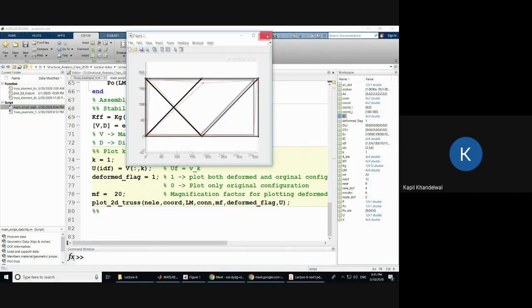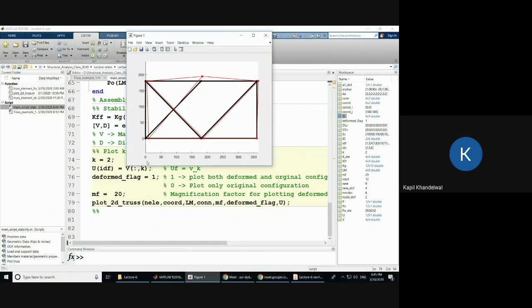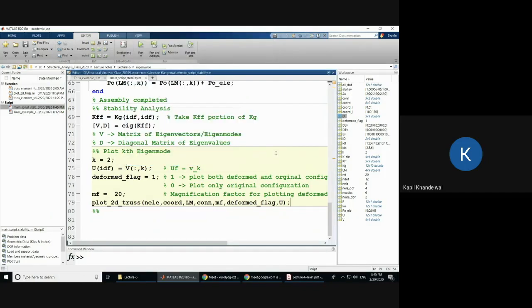And finally, actually, we can check the higher modes also. Let me check the second mode here. And you can see that this is also stable. So this is also a strain-inducing mode. All the higher modes are stable because they are associated with eigenvalues that are greater than 0. Okay, so that's an important check here.